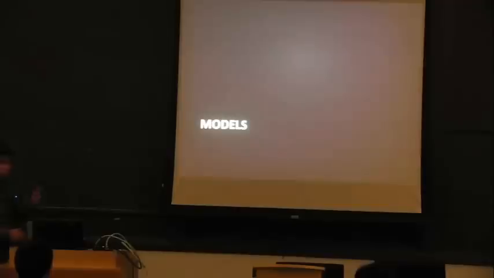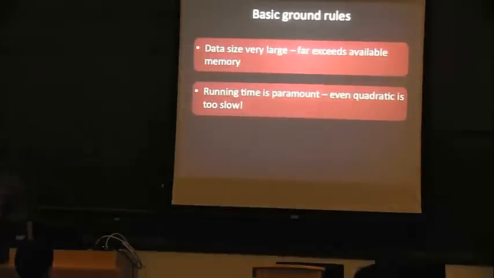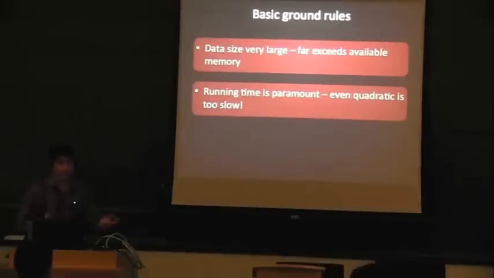Let me talk about what models we could envision to design algorithms with this. Clearly, our traditional notion of having all of the data available to us, having the algorithm have random access to the data, fitting all the data in memory, all of this doesn't really apply when we're dealing with data at such large scale. So the two operatives are, number one, the data size is very large. It far exceeds the available memory, and that's just a reality we have to face. We can't actually store all the data in memory.